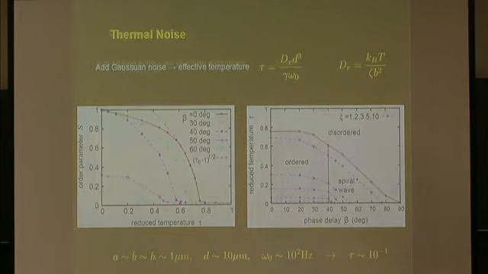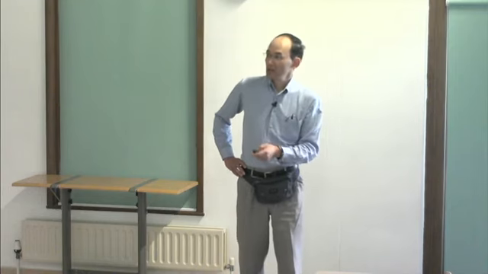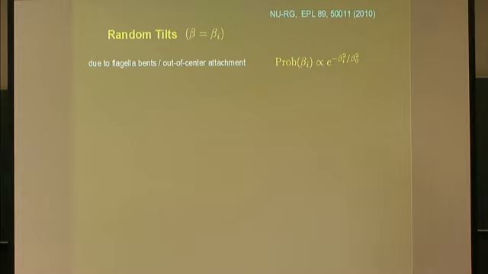Now we assume that the pumps are randomly tilted from one rotor to another. This is closer to the real experimental situation, because the flagella are bent randomly, or the point of attachment is deflected from the axis of the flagella. So we assume that beta i is Gaussian distributed around 0 with a standard deviation, beta naught.